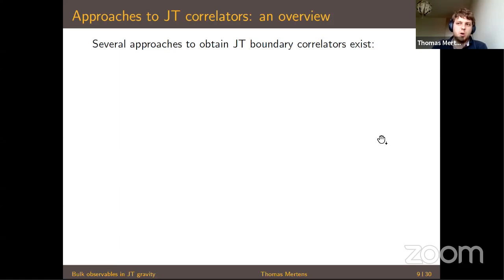As I mentioned, it looks quite complicated to solve this path integral because the operator is bilocal and looks complicated.